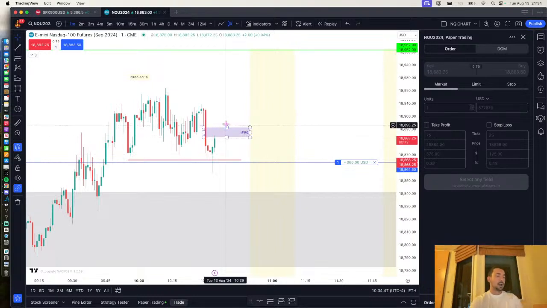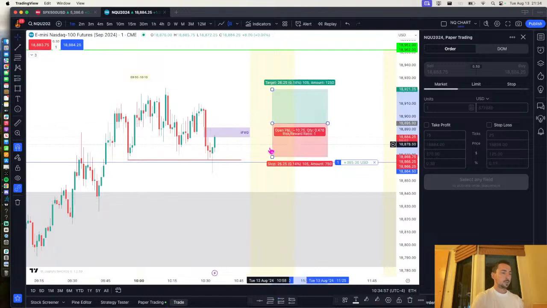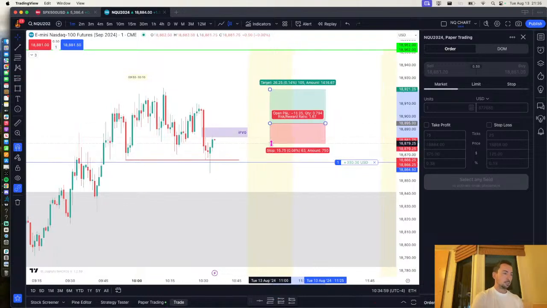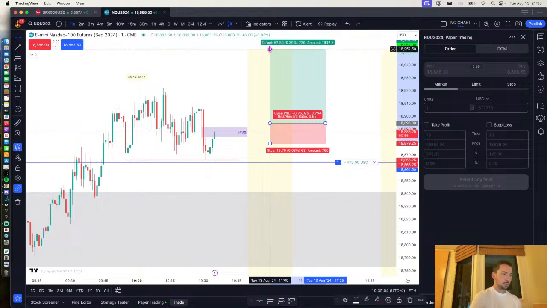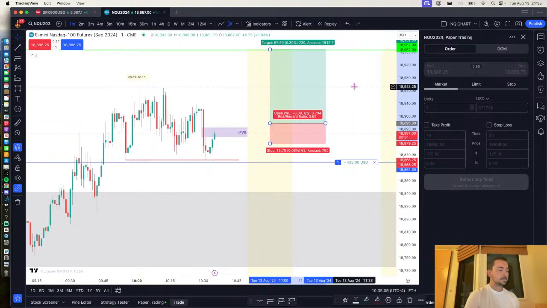Wow, so look at this reaction already. It's just beautiful, right? So we want to see a close above this fair value gap, making it an inverse. And then, just to reiterate, let's just say we close right there. Stop loss would be a close back below the IFVG. Take profit would be the equal highs. This is the setup that I'm looking for. Look at this, fantastic reaction already. It's unbelievable.